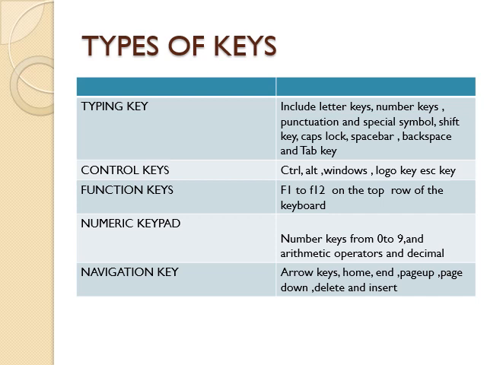These typing keys are used for writing letters or numbers. This includes your letter keys, number keys, punctuation, symbols, shift keys, caps lock, space bar, backspace and tab key. Letter keys include the alphabets from A to Z. Number keys include numbers from 0 to 9.